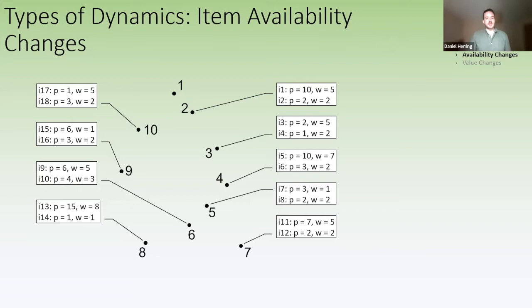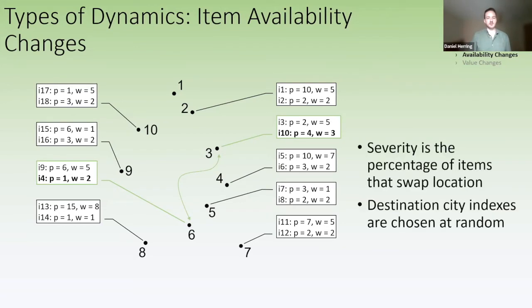Here's the swapping of these two items. Contextually, this amounts to the stock switching between two stores. The severity here is the percentage of the items that get swapped.